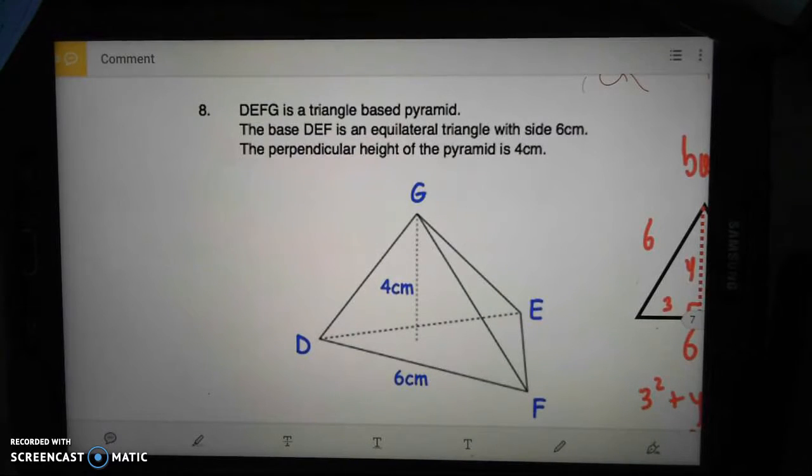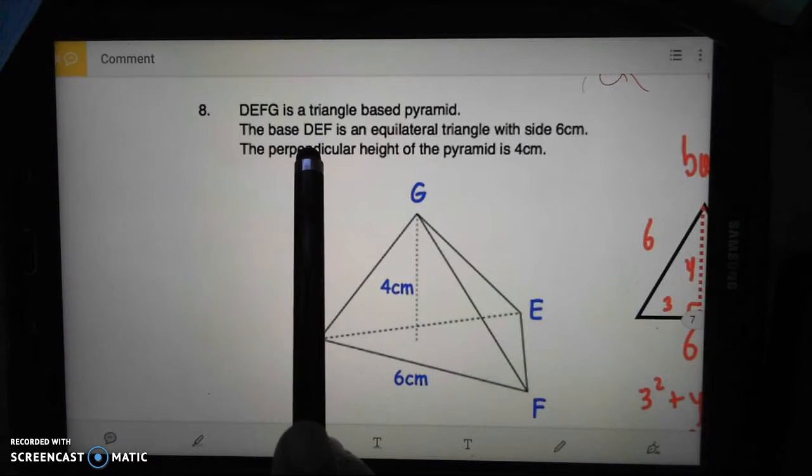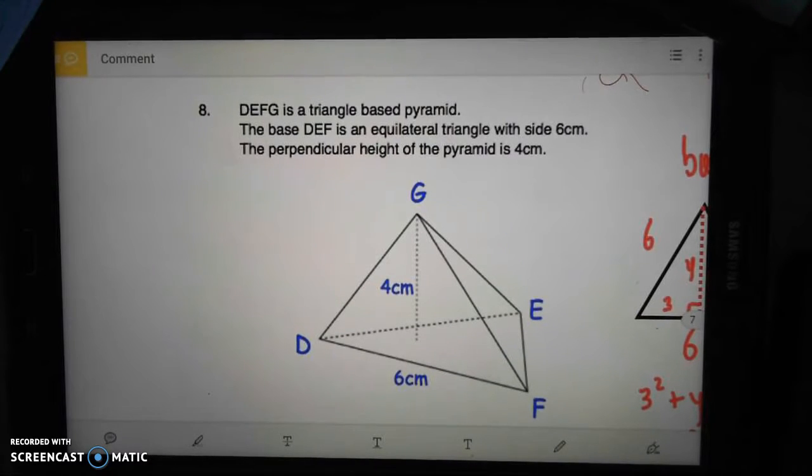Question 8. DEFG is a triangle based pyramid. That means that the base here at the bottom is a triangle. The second line says the base DEF is an equilateral triangle with side 6 centimeters. So this triangle at the bottom, the base, is an equilateral triangle. This side is 6, this side is 6, this side is also 6.